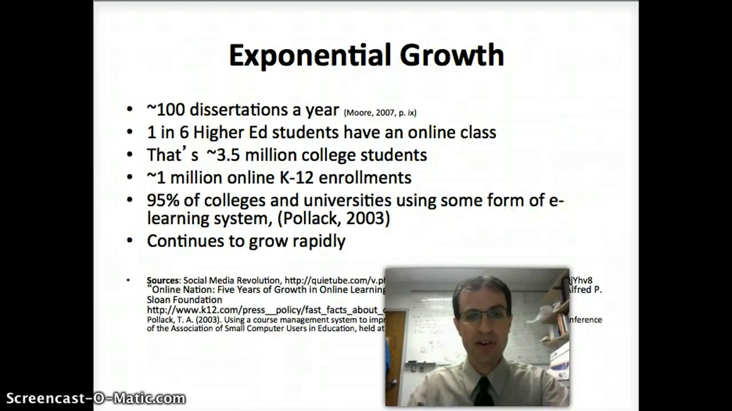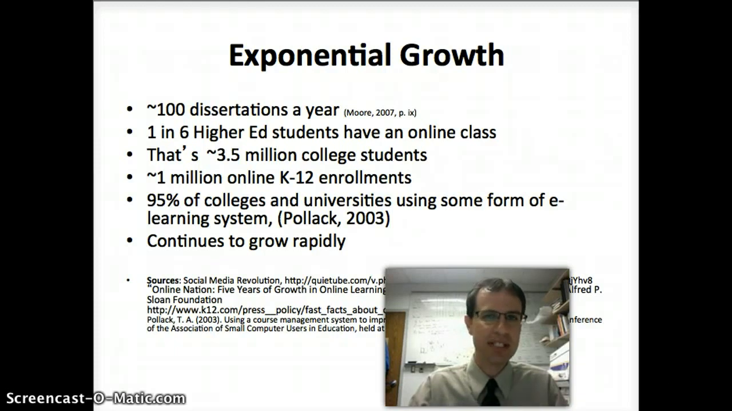So it's growing quite rapidly, as you can imagine, and these statistics are a couple years old, so it's of course accelerated much since I had first put these statistics together. But as of a couple years ago, we were getting over 100 dissertations a year on the topic of distance learning. 1 in 6 higher education students have an online class, and that's growing quite substantially. That's 3.5 million college students and 1 million online K-12 enrollments, and that's an area that really is growing substantially.